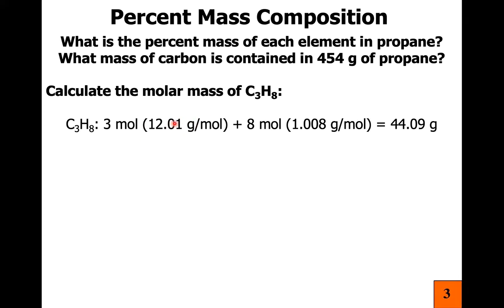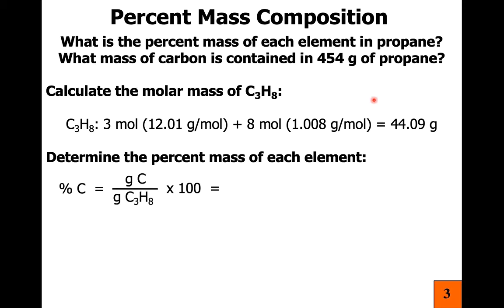So 1 mole of C3H8 contains 3 moles of carbon, 3 times the 12.01 grams per mole for carbon, and it contains 8 moles of hydrogen. So 8 times 1.008 grams per mole for the hydrogen gives us a mass of 44.09 grams as the mass for the entire molecule.